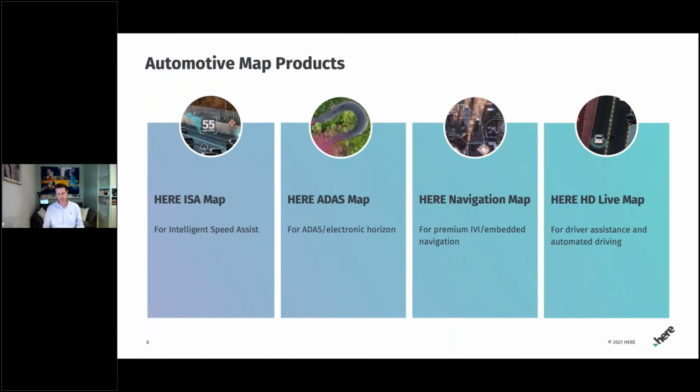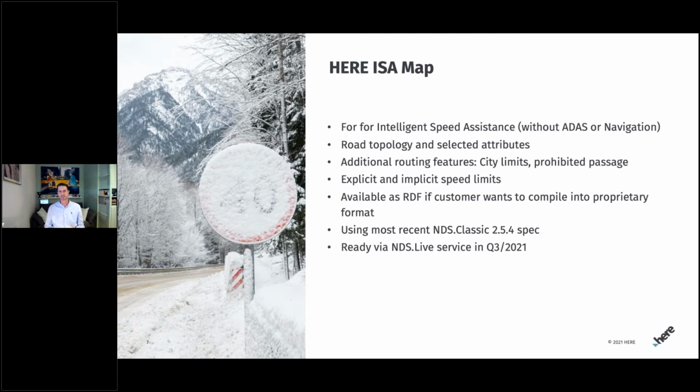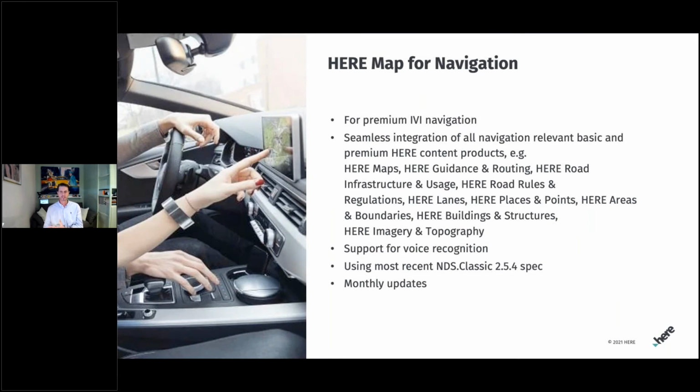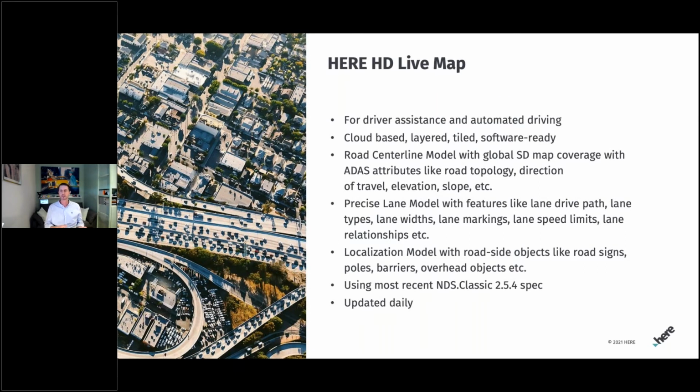Let me briefly talk about the standardized HERE map products portfolio for a range of use cases, because that's what we're bringing into cars. So we have a HERE ISA map to support the need for an intelligent speed assistance solution in reasonably priced vehicles that are not equipped with ADAS or navigation. We have the HERE ADAS map, which is a comprehensive HERE map content bundle for ADAS and electronic horizon solutions. It includes ADAS features like curvature, it comes with routing data, and it includes speed limits, warning signs, and more. Third, of course, the HERE navigation map, and it covers the full needs of premium IVI use cases. We include and do seamless integration of all navigation-relevant basic and premium HERE content bundles. And last but not least is the HERE HD Live Map. It caters to the needs of automated driving, when the vehicle needs to understand its precise position, needs to plan beyond sensor visibility, and needs to have contextual awareness and knowledge of the road routes.